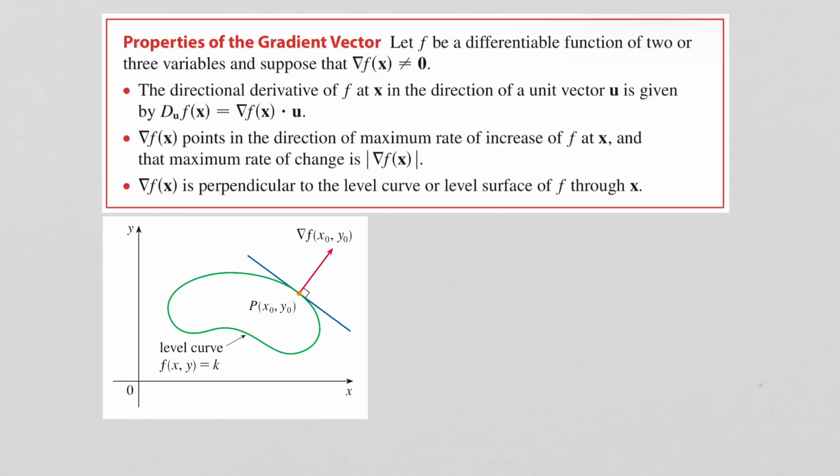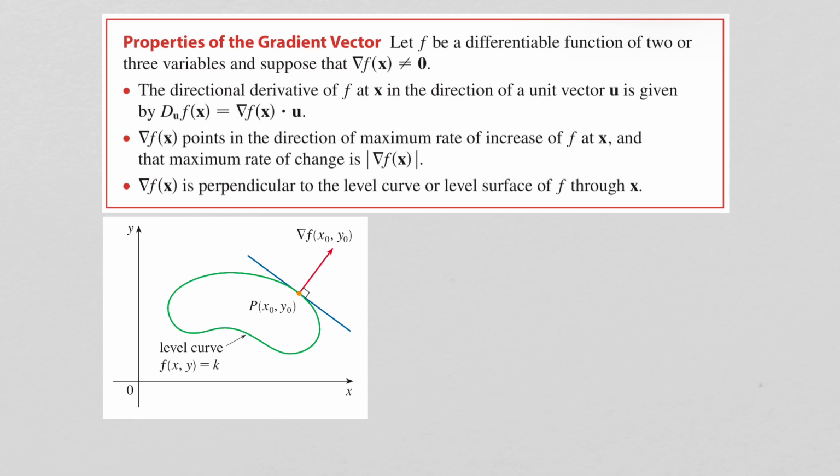Let's conclude the section by talking about properties of the gradient vector. So we know that if f is some differentiable function of 2 or 3 variables, and let's go ahead and suppose the gradient vector is not 0, then we know that we can define the directional derivative by using the gradient vector. We know that the gradient vector points in the direction of maximum rate of increase, and that maximum rate of increase is the magnitude of the gradient vector.